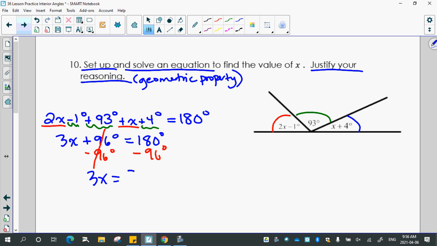Which gives you 84 degrees. And then divide both sides by 3. And then x equals 28 degrees. So set up and solve an equation to find the value of x. We've done it. And what geometric property did we use? Yep. Supplementary angles. Supplementary angles.